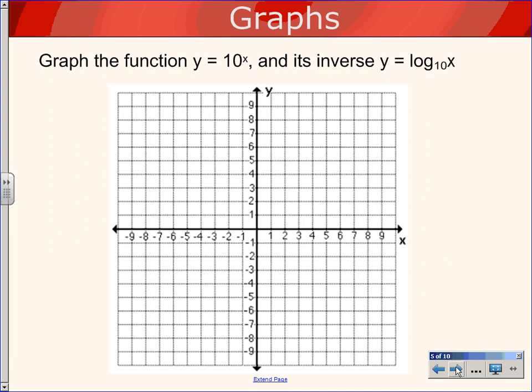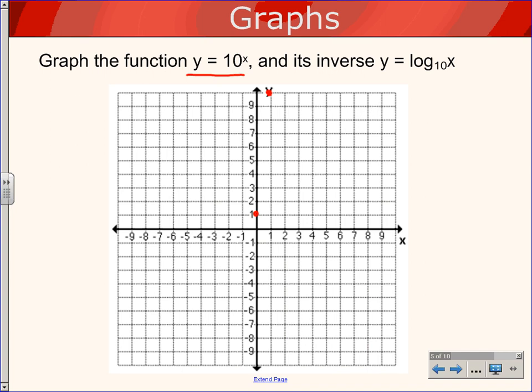So y equals 10 to the x. The y-intercept is 1. If I sub in x is 0, 10 to the 0 is 1. If I move over to x is 1, our next point is 10, so we get that point. If I go to x is 2, the next point is 100. And we're not even close to fitting that, right?